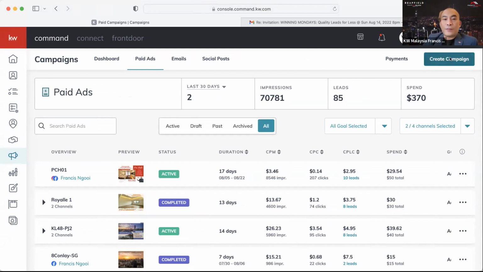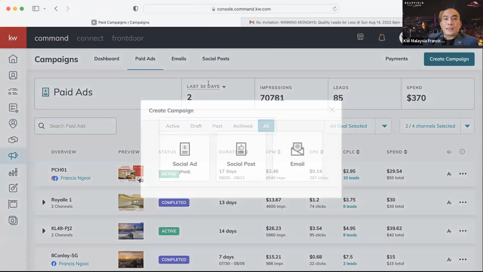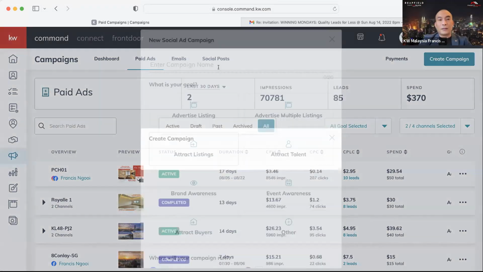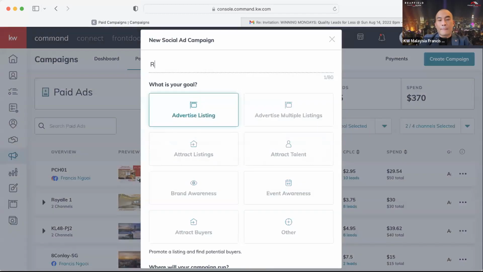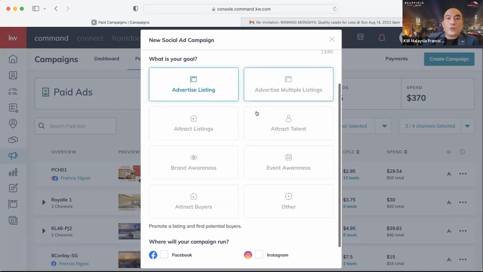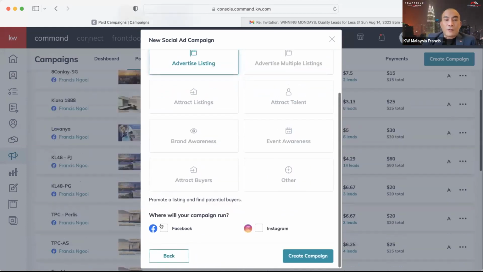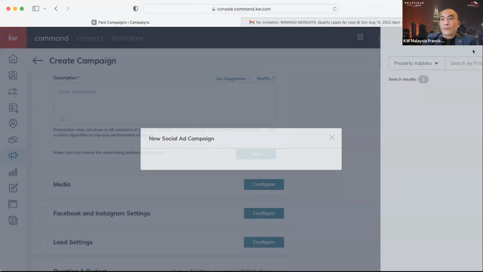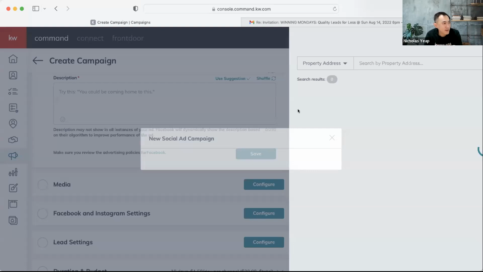So this is step 1, social paid ads, advertise listing. Basically this is for me to see which one I'm advertising. So I'm going to go on Facebook and Instagram. So that's the first step. The first step, that's done.